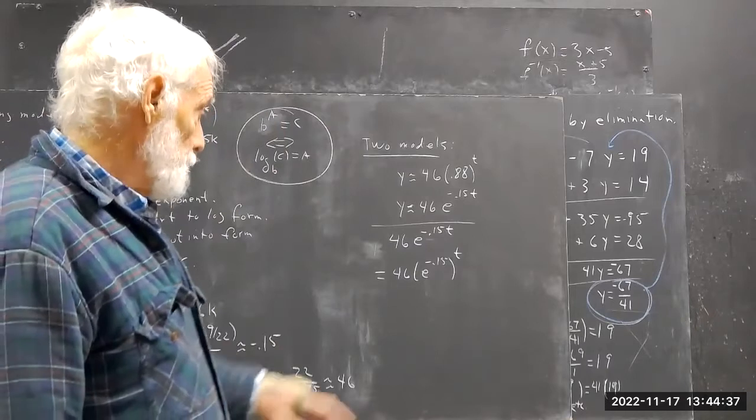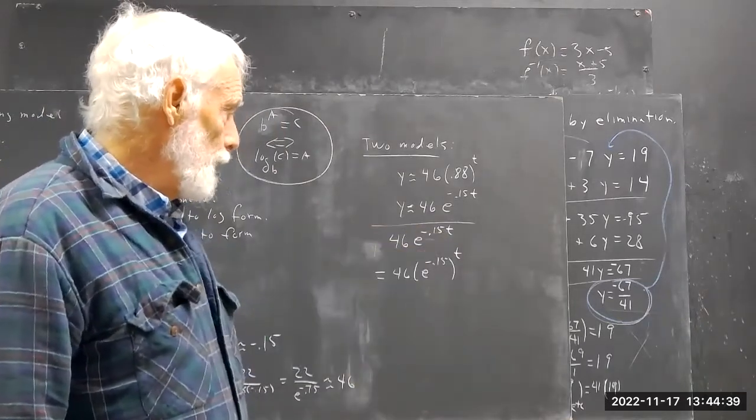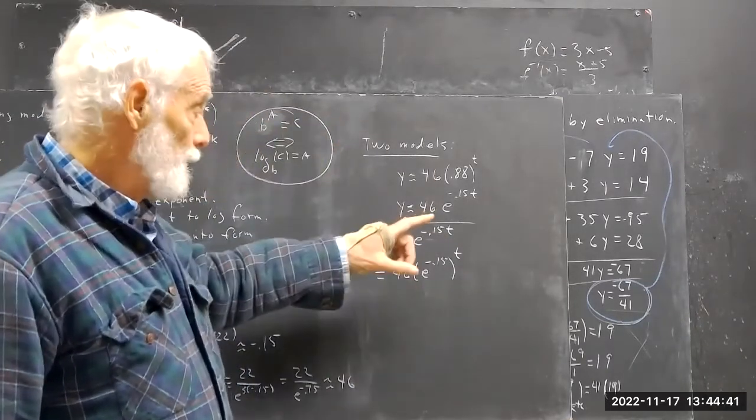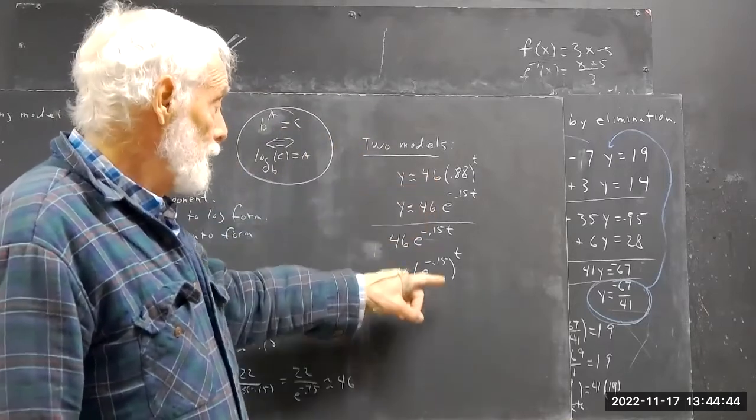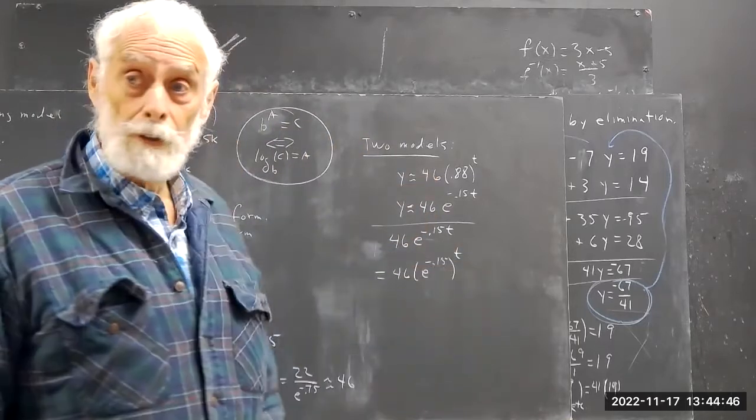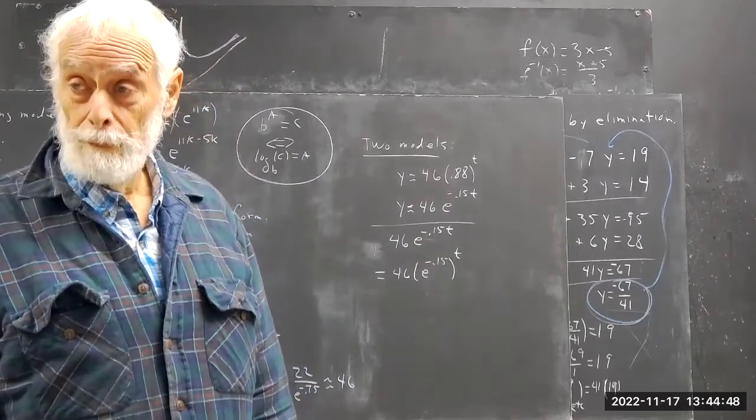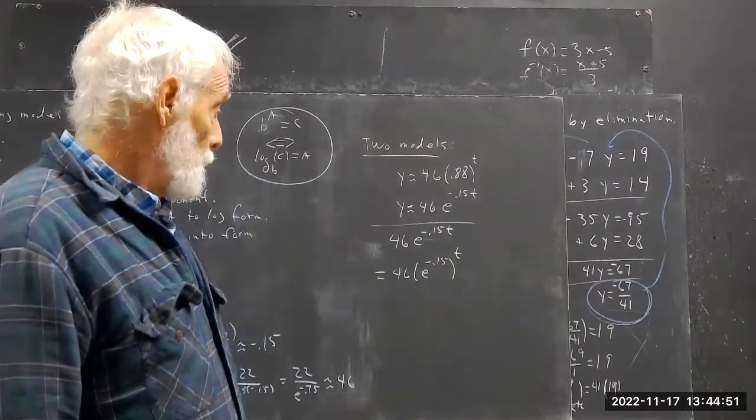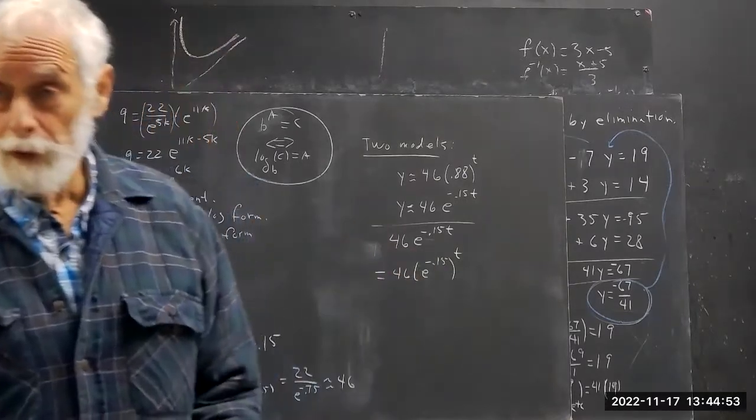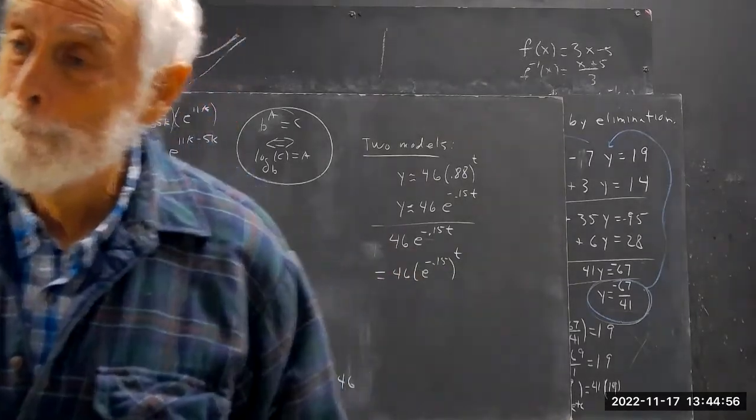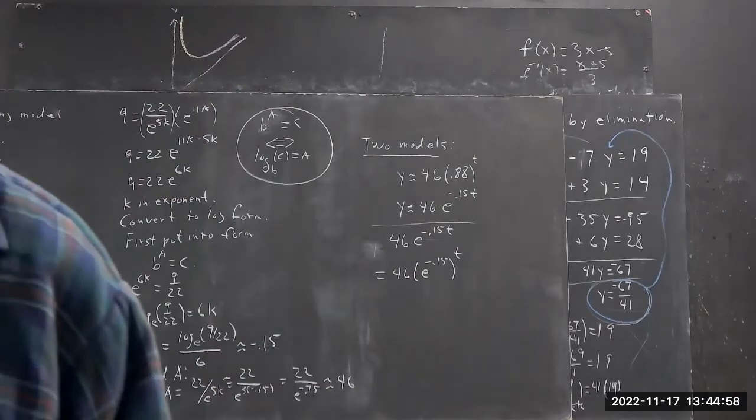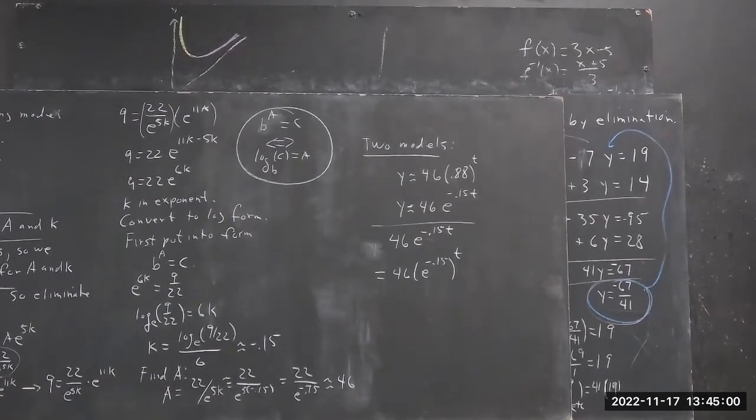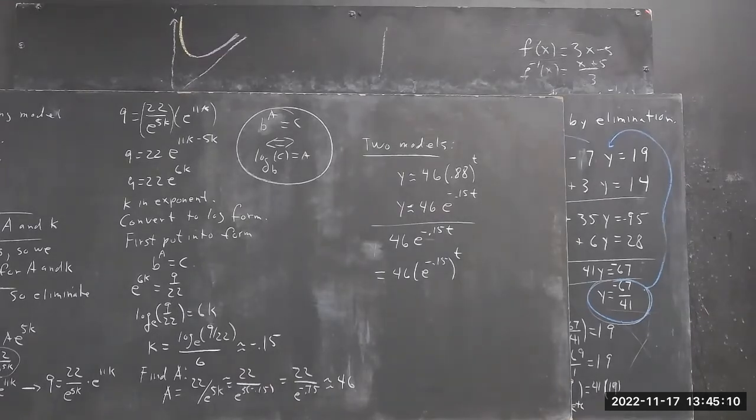Your rules for exponents tell you that e to the negative 0.15 T is just e to the negative 0.15 raised to the T power. Well, what's e to the negative 0.15? You've got your calculator. I think it'll be around 0.86 or something like that. What'd you get? No, don't say it, don't say it.